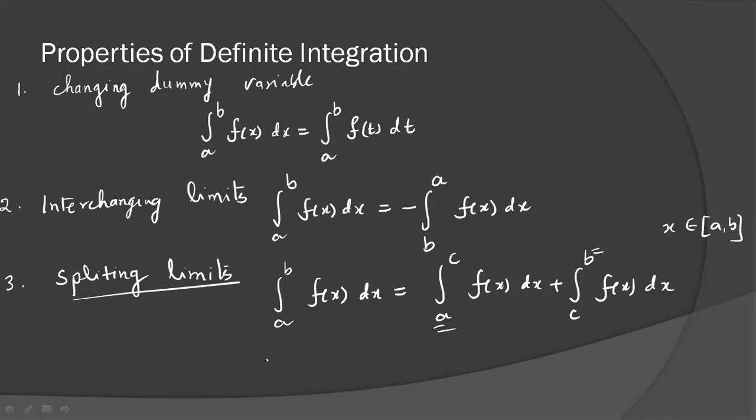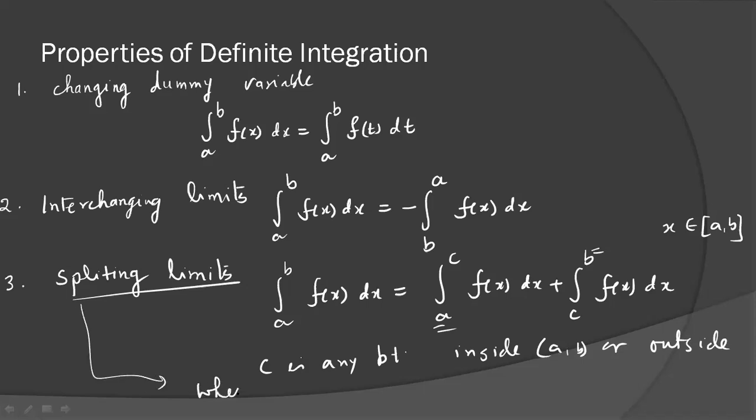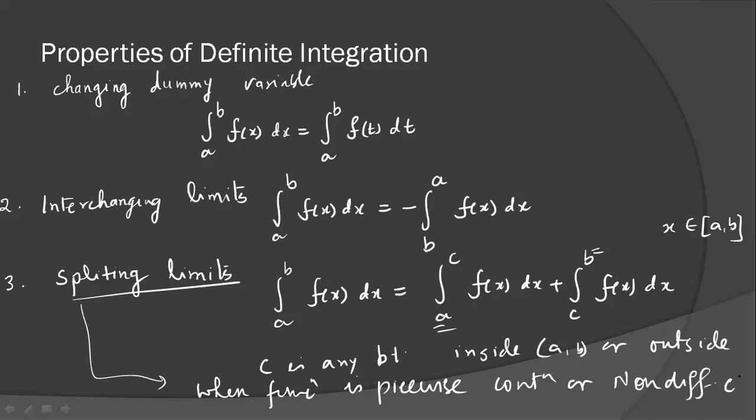c is any point inside a to b or outside. It need not be inside, it can be any outside point also. This property is very important when the function is piecewise continuous or non-differentiable at any point c. It is not necessary that we can break at only one point. We can break it at any infinite series of points also.